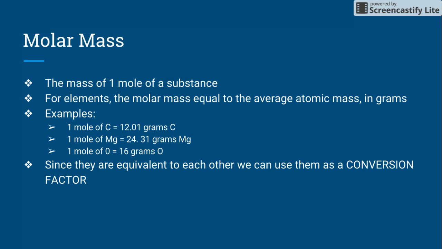The molar mass is equal to the average atomic mass. The average atomic mass is from your periodic table. So if you haven't pulled out your periodic table yet, you need to. So 1 mole of carbon is equal to 12 grams of carbon. 1 mole of magnesium, 24 grams. 1 mole of oxygen, 16 grams of oxygen. So you'll notice that the 12 and the 24 and the 16 all come from the periodic table. Okay.